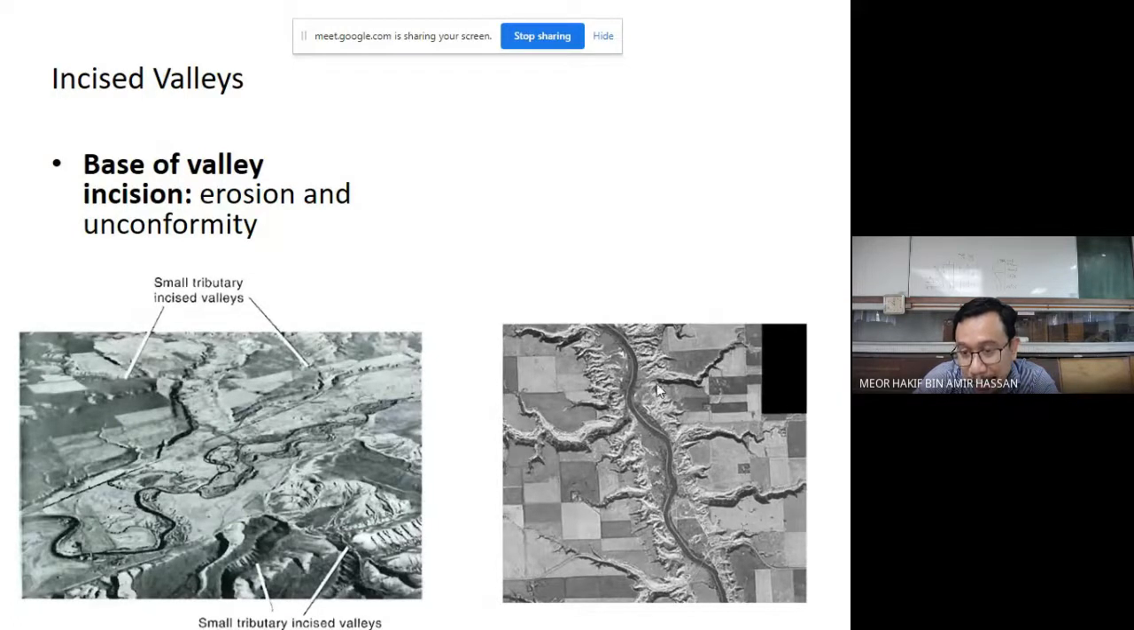So erosion is also cutting towards the side here. You can have smaller rivers feeding into the larger river also, right? So you get these tributary feeder valleys here. So that is a hallmark, one sign that you have an incised valley, with dendritic tributary systems. Okay, they are much smaller compared to the main incised valley.